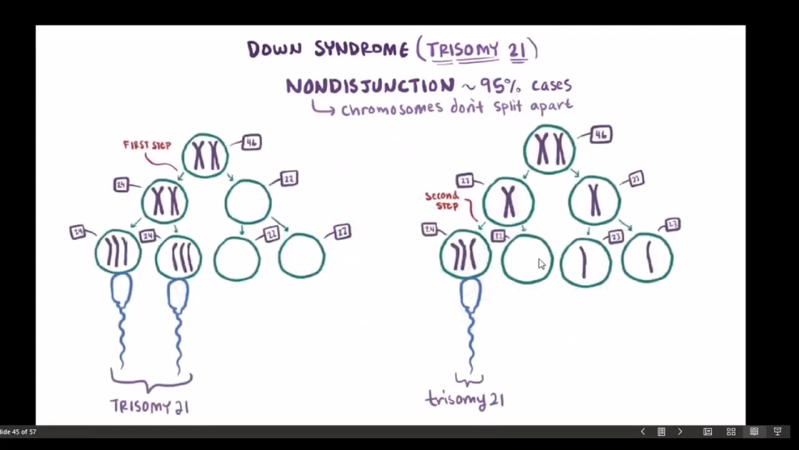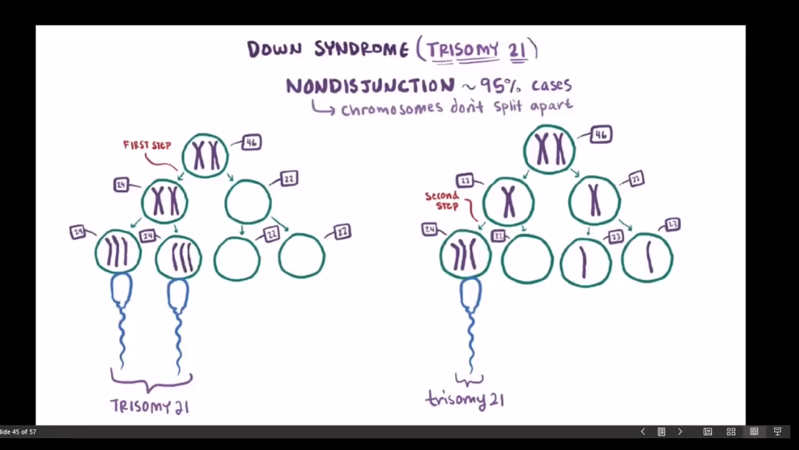Non-disjunction may also happen, so let's focus now our attention on the right side of the screen. Non-disjunction may also happen in anaphase 2. If this happens, one cell would have an extra copy of the chromosome, one cell will have a missing copy, while the two other cells are normal. If these cells having an extra number of chromosomes are fertilized by a sperm cell, then the combination would result in a cell having 47 chromosomes, specifically with an extra copy of chromosome 21, hence the name trisomy 21.